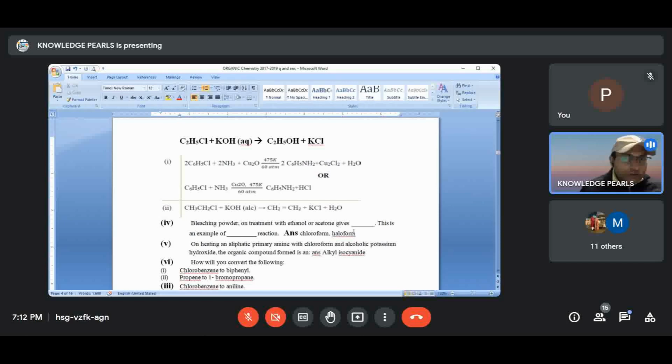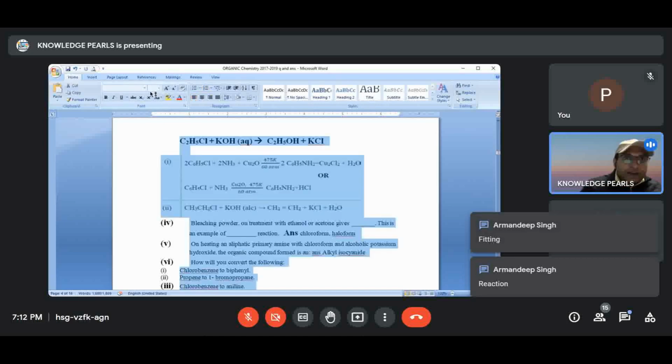Chlorobenzene to biphenyl: which name reactions will you write here? This is a question that came in the board exam. I will just increase the size so that everyone can understand properly. So kindly tell me what name reaction you will be using.